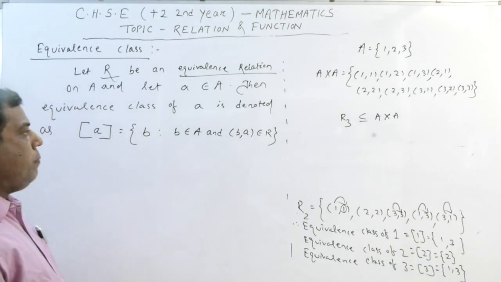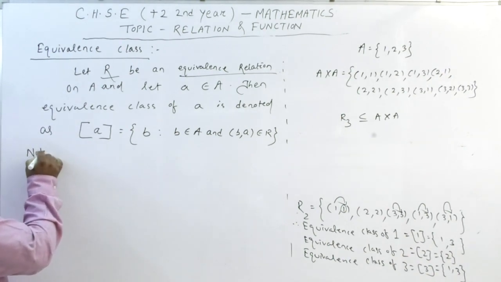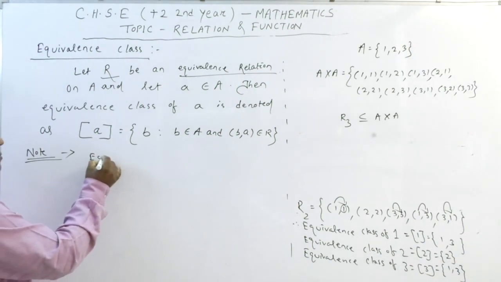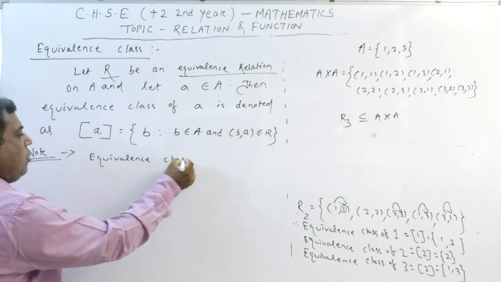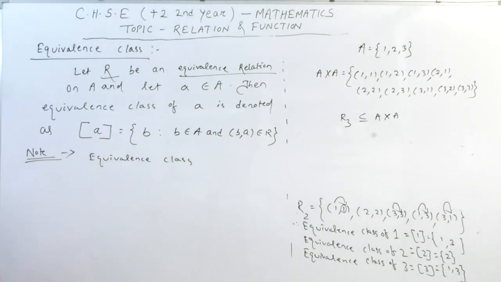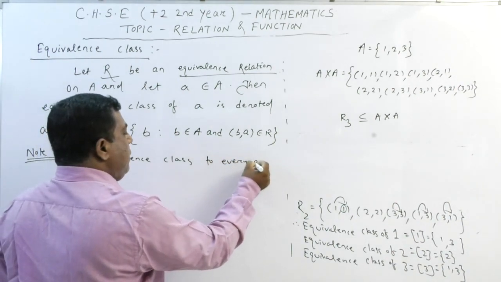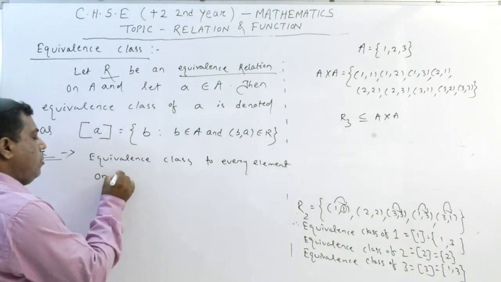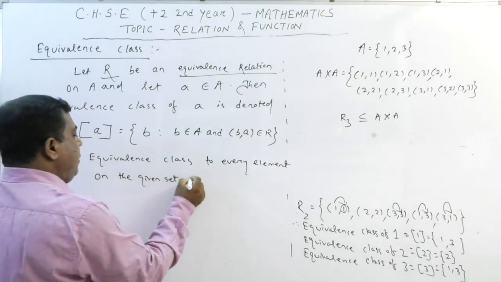Some important observations which we can write in form of notes also. What is the first note? The first note says equivalence class to every element on A, on the given set, can be found.